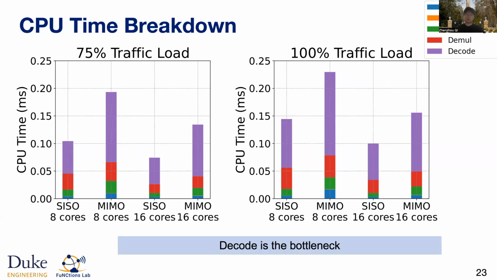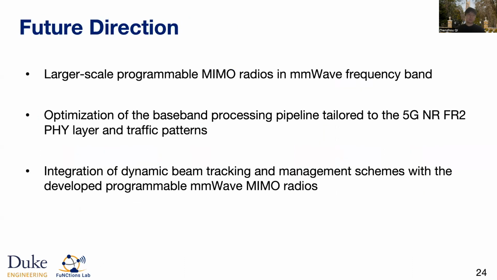This leads to our future work. The first task is to build larger scale programmable MIMO radios in the millimeter wave frequency band. The second is the optimization of the baseband processing, targeting 5G NR FR2 physical layer traffic patterns. And the third is the integration of dynamic beam tracking and management schemes with the deployed programmable millimeter wave MIMO radios.